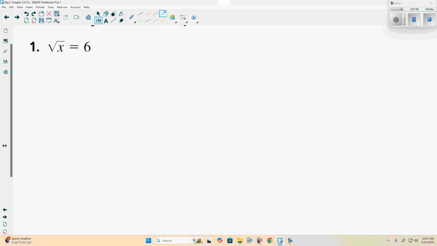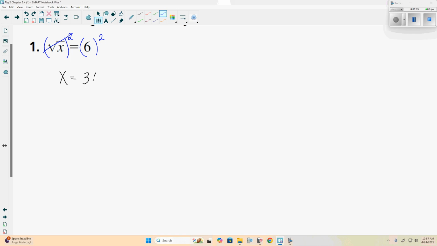Square root of x equals 6. Is there one radical? Get it by itself. It is by itself. So that means we can just go to step number 2 and put both sides to the nth power. Again, our nth power is 2, because our square root and square would cancel, leaving us with x by itself.